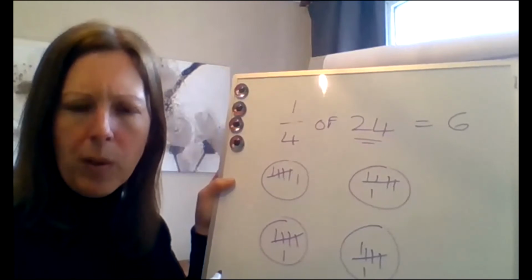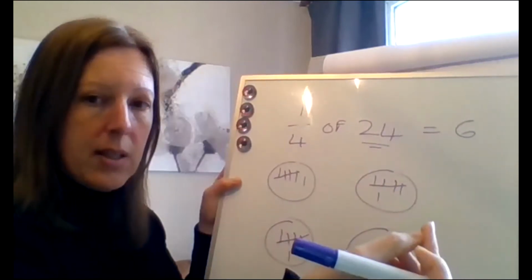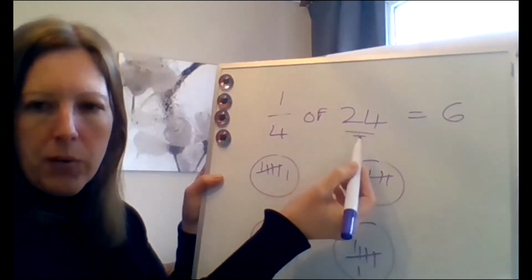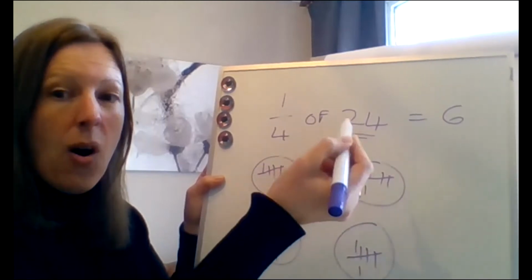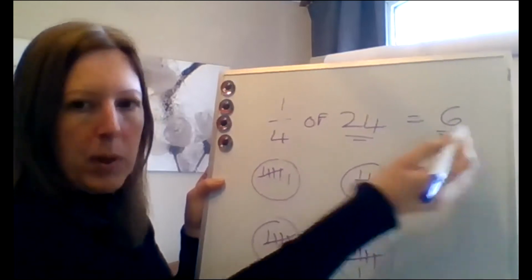Now, some of you might have been able to do that in your head, because if you find a quarter of something, what you're actually doing is you're halving it and you're halving it again. So if I halve 24, half of 24 is 12. And then if I halve it again, half of 12 is 6. So I still get my 6.